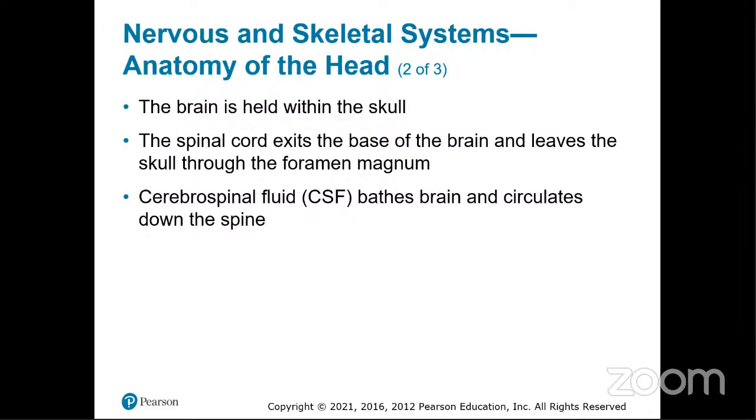Cerebral spinal fluid is what bathes it. It's the lubrication and nutrients that go around the spinal cord, the brain, all of that. It's supposed to be contained, meaning it's not supposed to leak into your ears or nose, which we'll talk about in just a second when we do the patient assessment for head and neck injury.